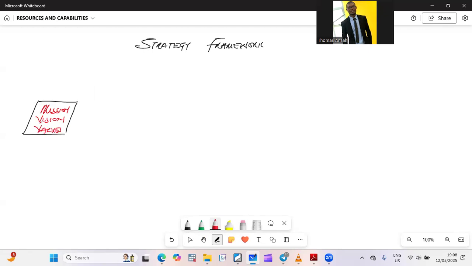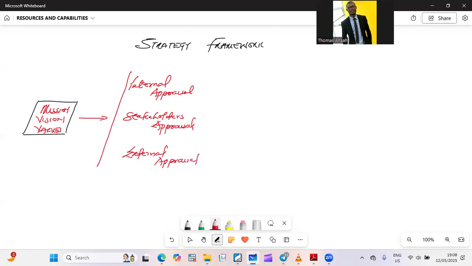And to be able to have a good strategy, develop a good strategy, we said that we must do internal appraisal. Check what we have. We said that we must do stakeholder appraisal, and that thing I will take it again. That is where the whole corporate governance thing happens, and we will continue that. We must do external appraisal. So these are things when we want to develop our strategy, we have to look at.